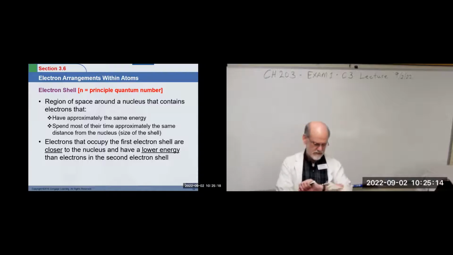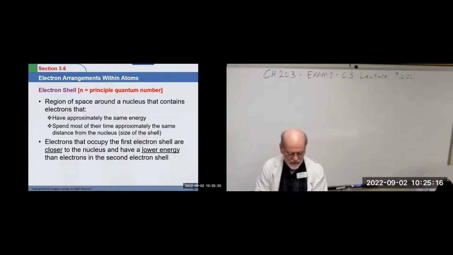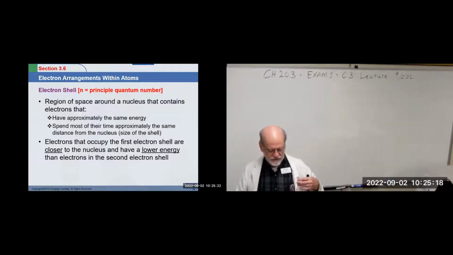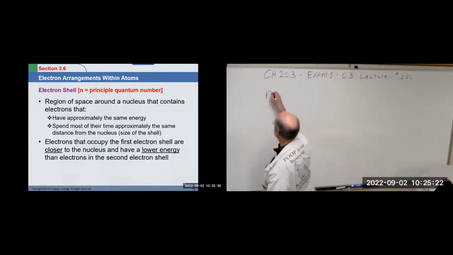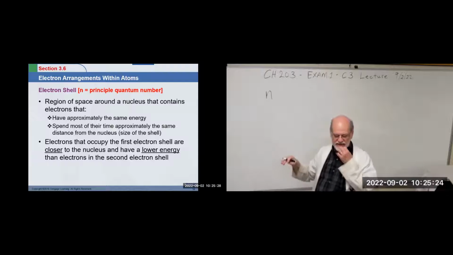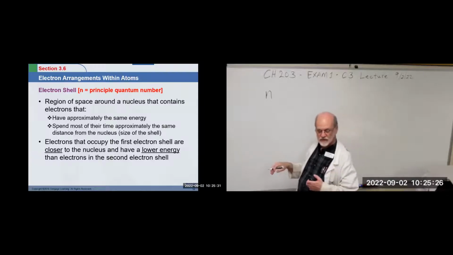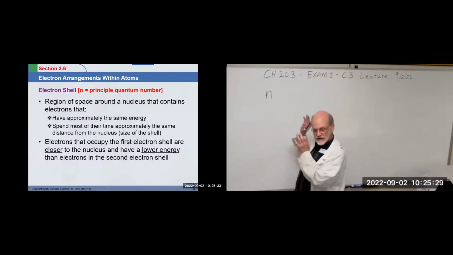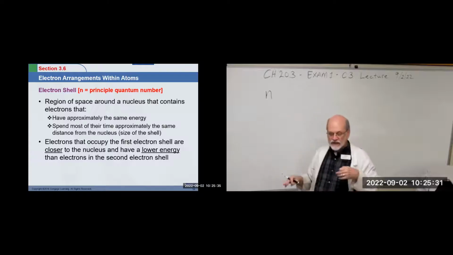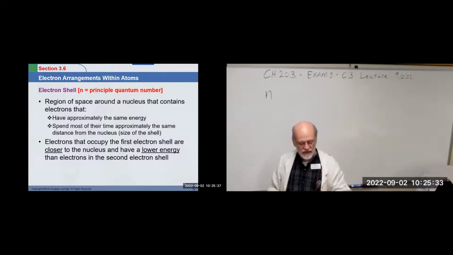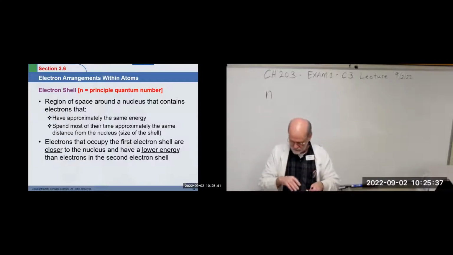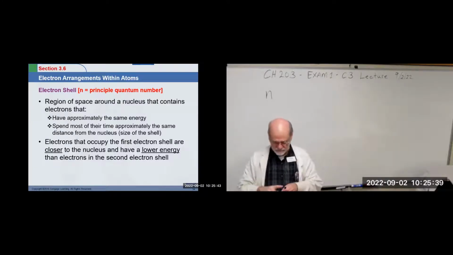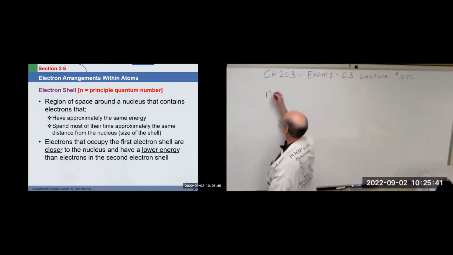Now let's talk about the electronic structure of the atom. Your book refers to this principal quantum number, n, as the electronic shell. So when your book says shell, it means this number. We can describe each electron and its position around the nucleus with 4 numbers. These are quantum numbers.